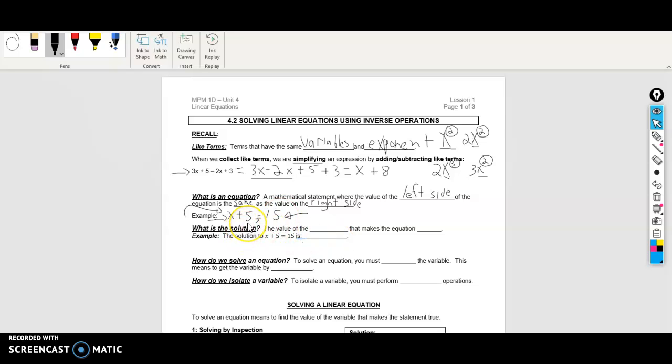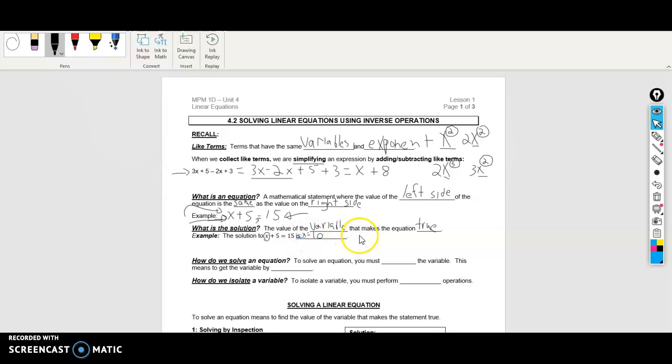So if I ask you to solve an equation, what that means is I'm asking you to find the value of the variable, in this case being x, that makes the equation true. So if I were to ask you for the solution for x plus 5 is equal to 15, you need to find the value of x that makes x plus 5 equal to 15. And most of you in your head could figure out, okay, that's probably going to be 10. So you might have found that in a variety of different ways.